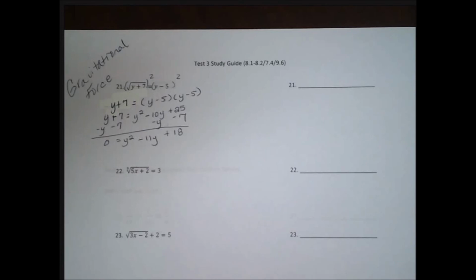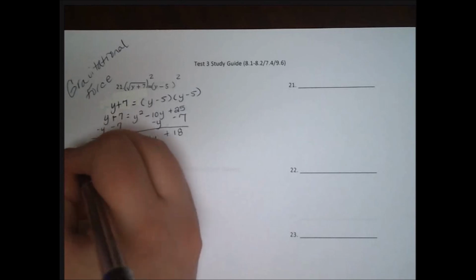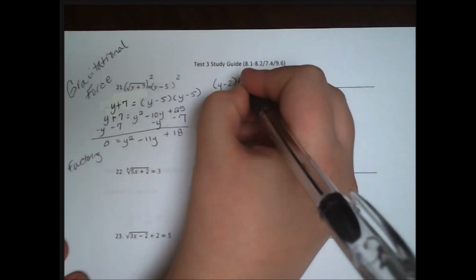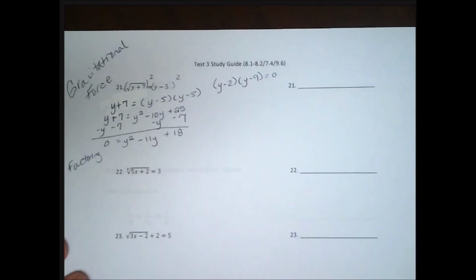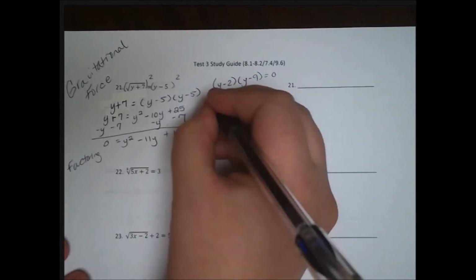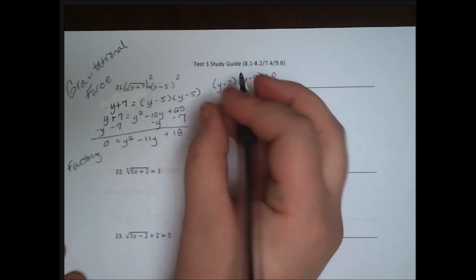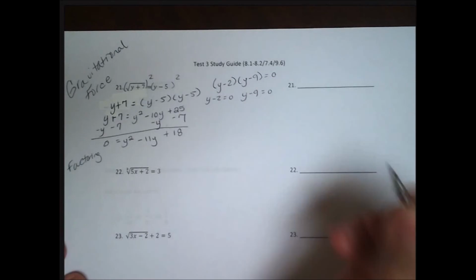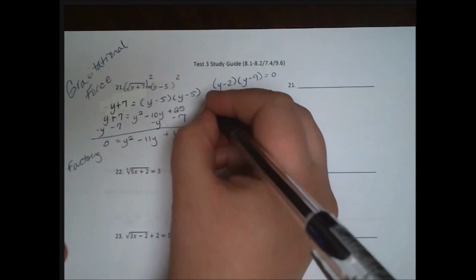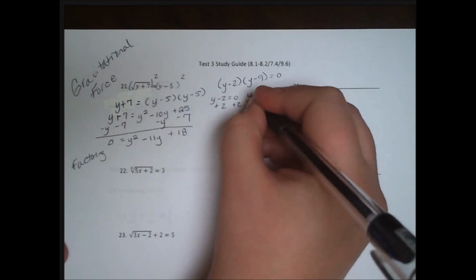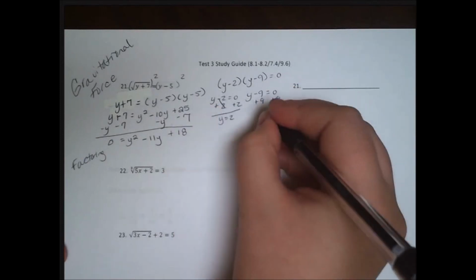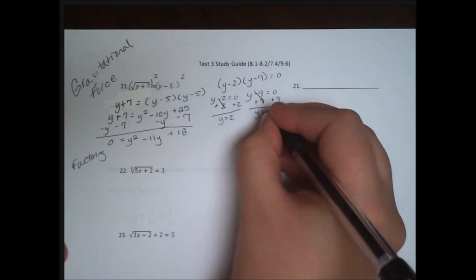Now we notice we can solve by factoring. So to factor that out, we would get y minus 2, y minus 9 equals 0. Okay, and now y minus 2 equals 0, y minus 9 equals 0, and then solve both. So you'll get, on this one, y equals 2, and then on this one, y equals 9.